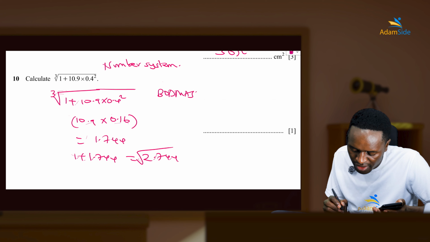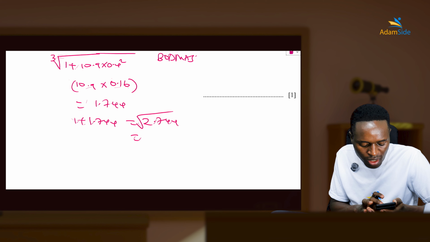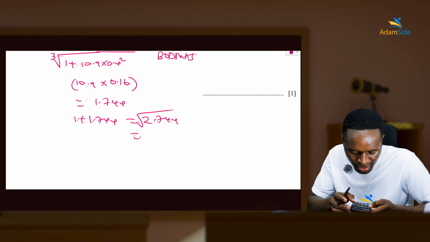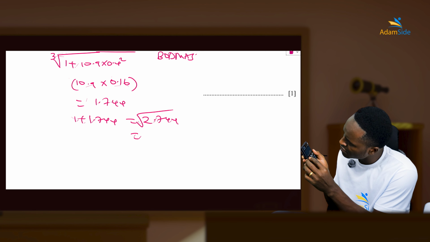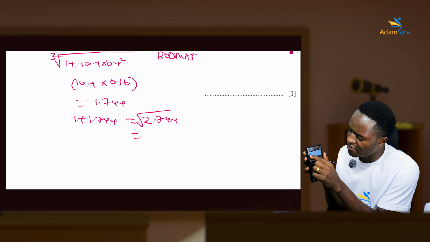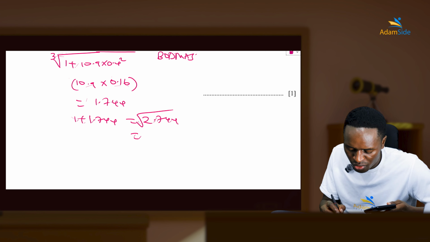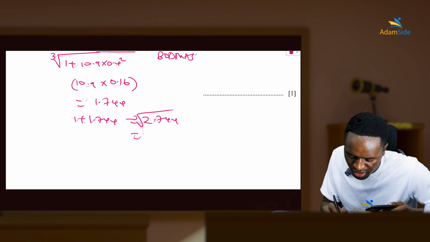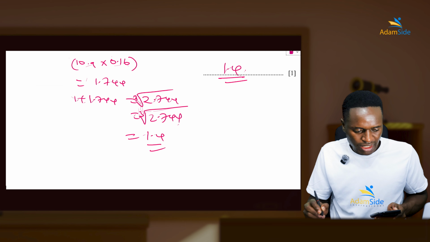2.744. Then find the cube root, just like using this approach, so that you know how they do it. If you don't know how to use it, then you say shift. On your calculator there is a shift button. If you press shift and the cube root symbol, you will have a cube root symbol like that. So you say cube root of 2.744. We get the answer as 1.4, which is the answer. Three marks.